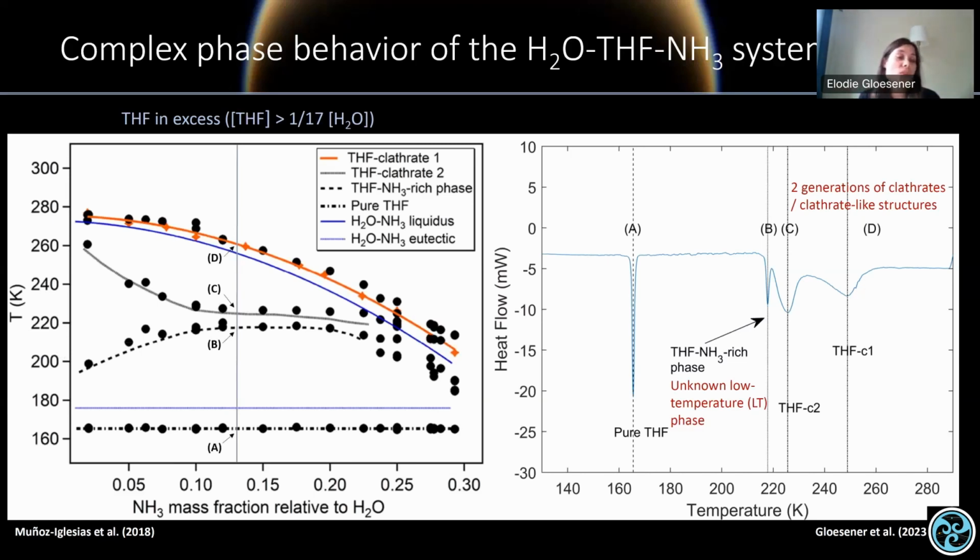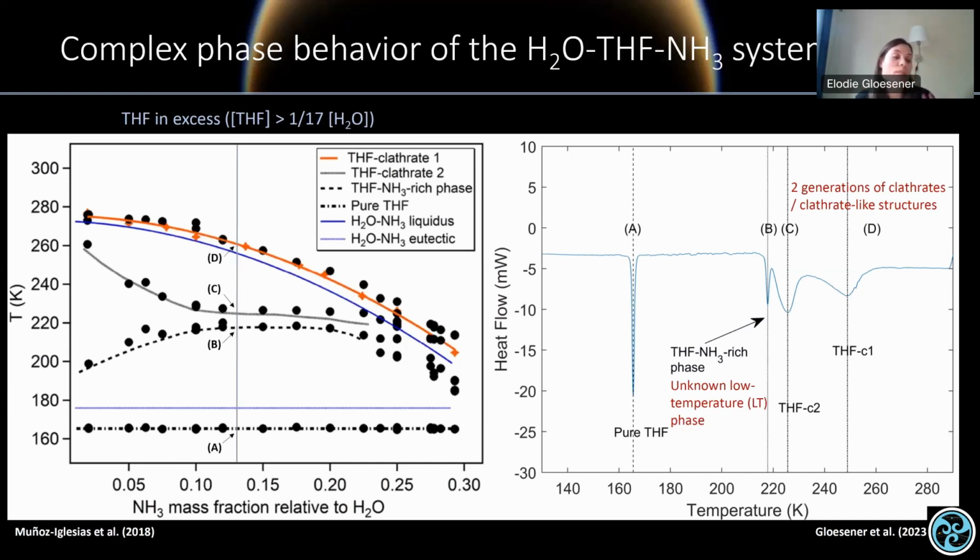And what is important to note is that you can see the partial dissociation of THF clathrates with ammonia. So if you look at the red lines here, this is the dissociation temperature of THF clathrates, and you can see that it is similar to the eutectic, the liquidus of the water ammonia system. So the curve is almost the same, parallel to the liquidus.